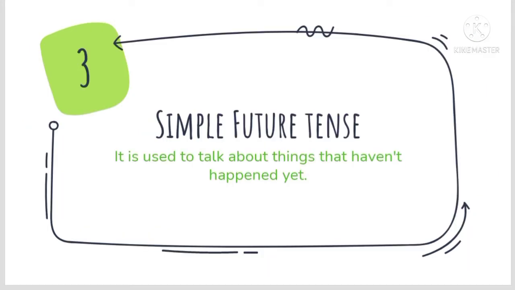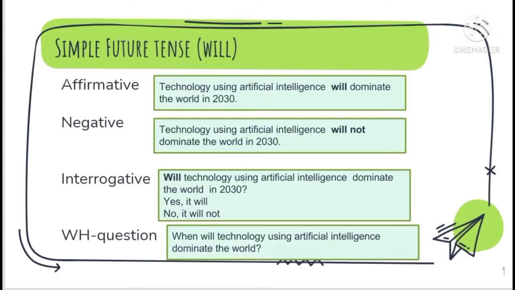Next, simple future tense. This tense is used to refer to actions or states that begin and end in the future. Let's take a look at the example. In simple future, you can use will or be going to, okay? After will, you need to use verb 1. In affirmative, for example, technology using artificial intelligence will dominate the world in 2030. Meanwhile, in negative, you just need to put not, okay, after will. Technology using artificial intelligence will not dominate the world in 2030.